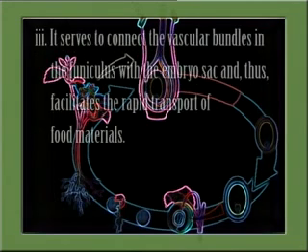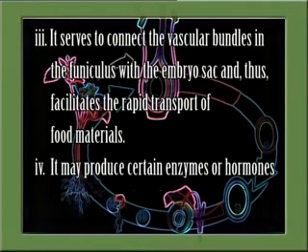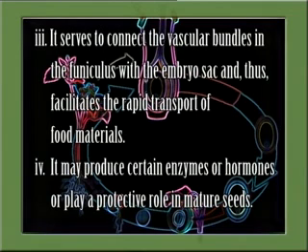Number three, hypostasis serves to connect the vascular bundles in the funiculus with the embryo sac and thus facilitates the rapid transport of food materials. Number four, it may produce certain enzymes or hormones or play a protective role in mature seeds. The epistase is formed by the nucellar epidermis above the embryo sac. It forms a cape-like structure of cutinized cells and is distinguishable even during advanced stage of embryo development.